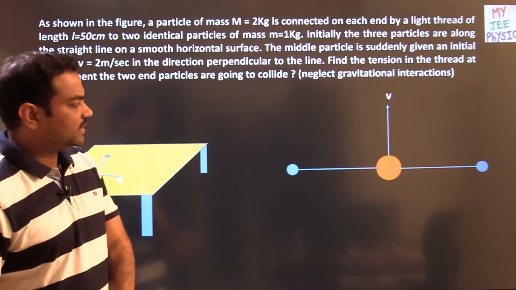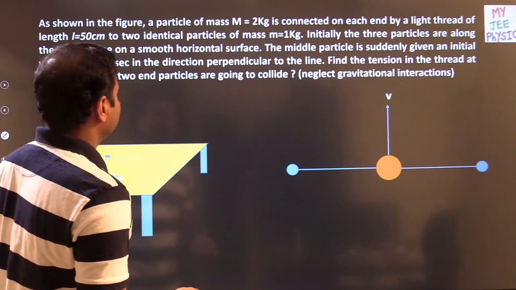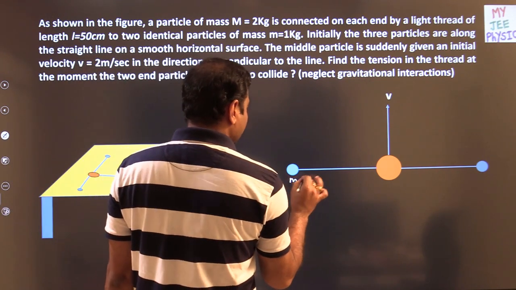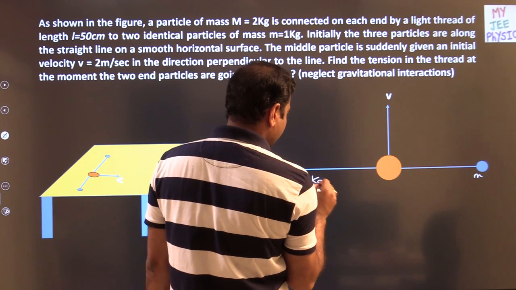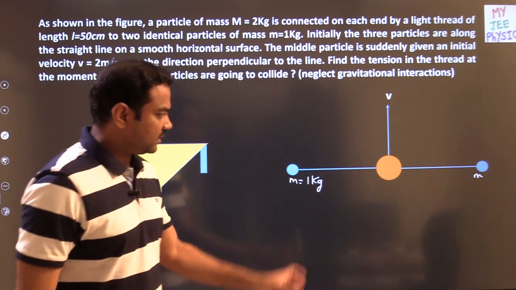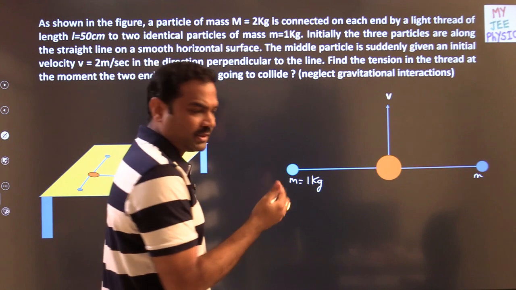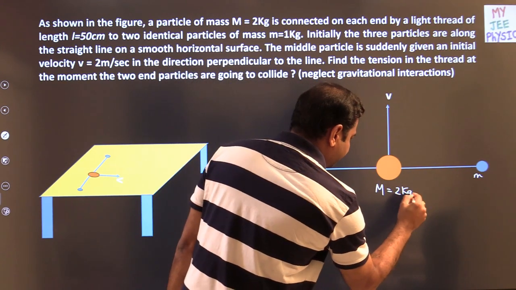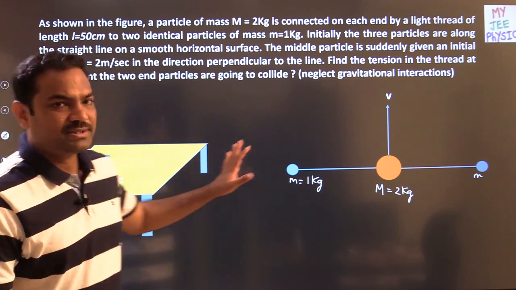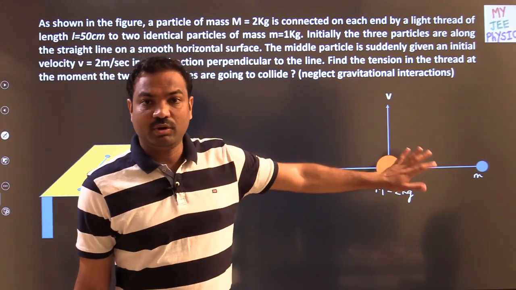So here is the question. There are two masses, M and M, which are 1 kg. Both are connected by a string to another mass, which you can take as a disk, whose mass is capital M, given as 2 kg. This is completely kept on a smooth horizontal table.